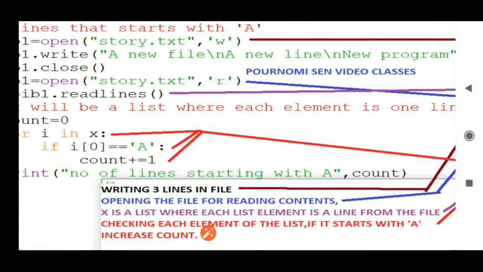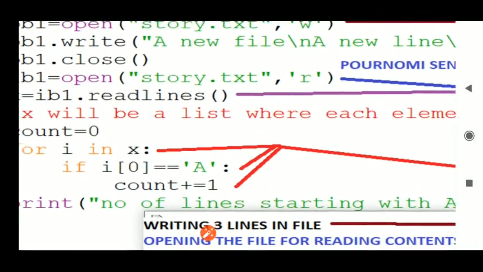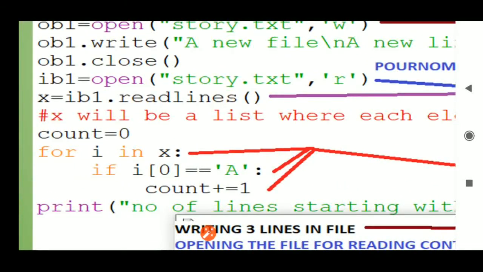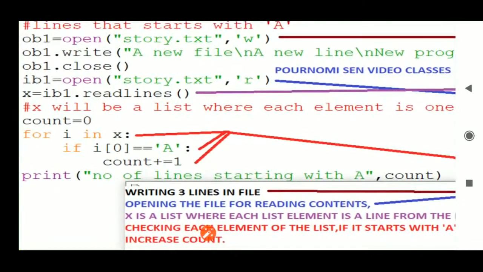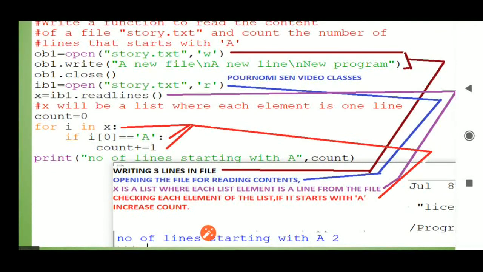Then we have taken a variable count equal to 0, as we need to count the number of lines starting with a. Then we are inside a for loop: for i in x. Now follow the red line here. What is written here? Checking each element of the list. Which one is the list? x is the list, and each element of x is a line. So basically we are checking each line if it is starting with a or not. If it is starting with a, we increase the value of count.